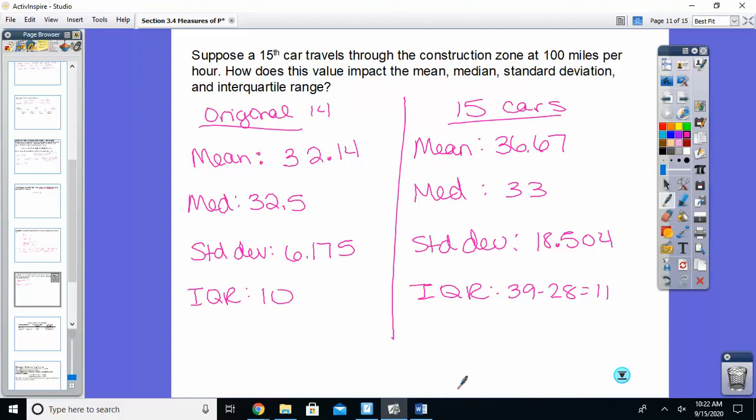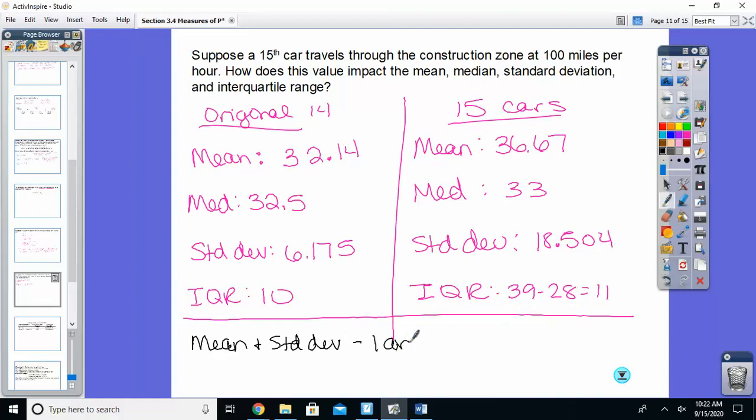Okay, so when I threw in that one extreme value, what do you notice about the mean and the standard deviation? What happened to those? They got a lot larger, right? So there was a large change in the mean and the standard deviation. The median and the interquartile range, they changed a little bit. Did they change a lot? No, that was a very slight change.